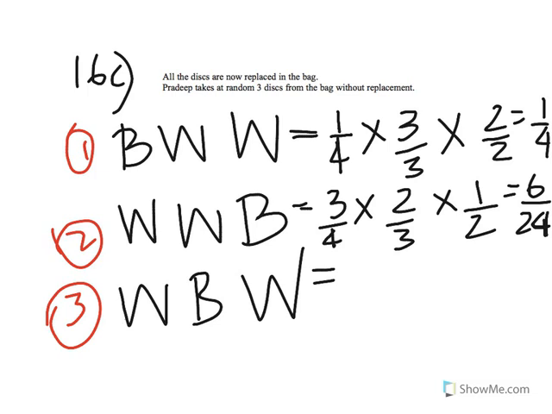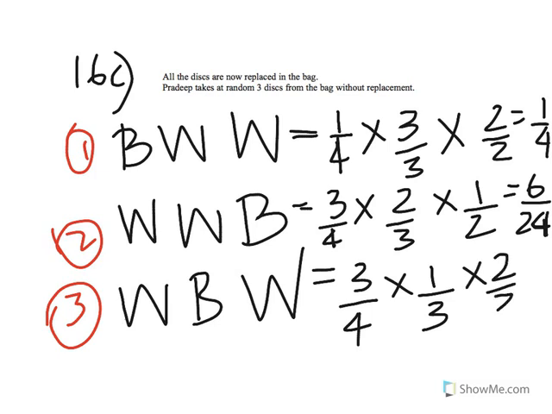So now the third event, for him picking a white disc in the beginning, it's a 3 out of 4 chance. Then for him picking a black disc next, it's a 1 out of 3 chance. And for him picking a white disc next, it's a 2 out of 2 chance. And that just simplifies to 3 times 1 times 2, which is 6 over 24, which is again 1 over 4.